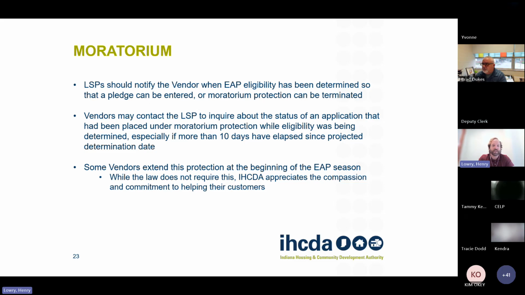Some vendors extend protection at the beginning of the EAP season. That is not required by law, but we understand that, and we appreciate that some vendors will extend that compassion.